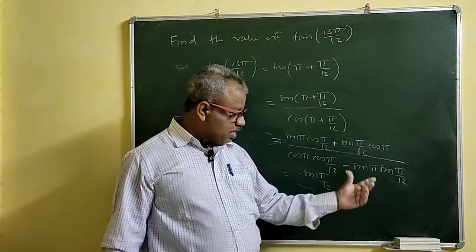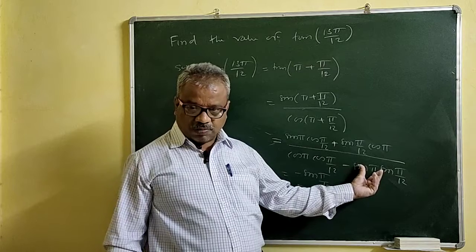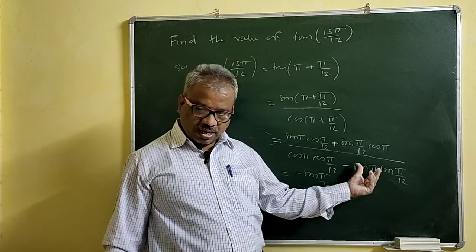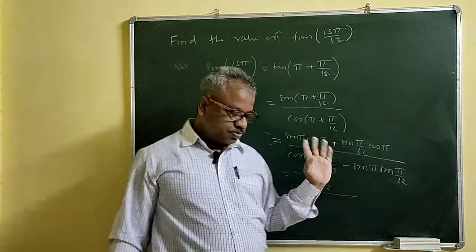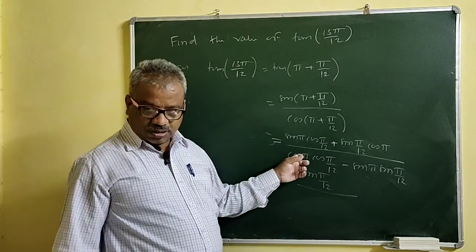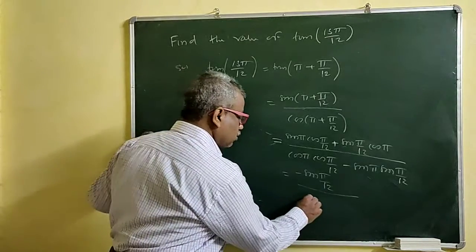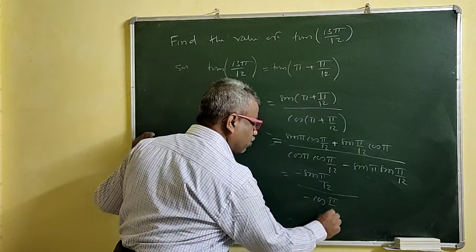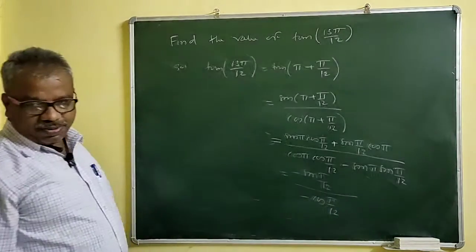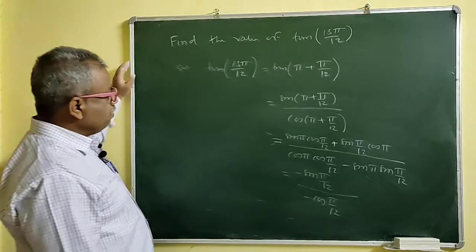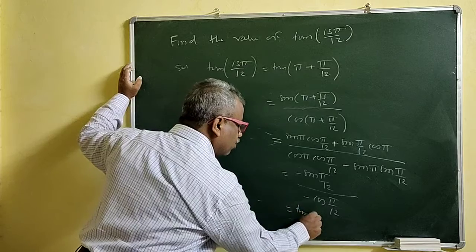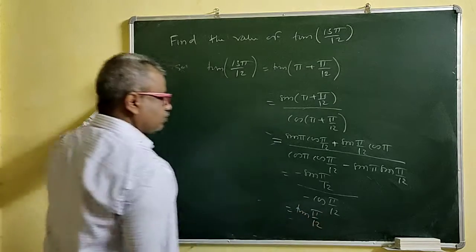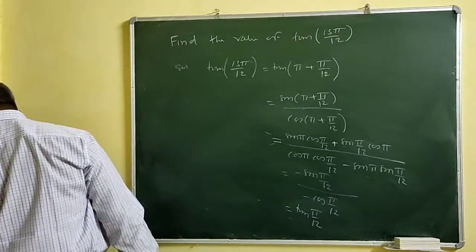Note that sin of any multiple of pi is always 0: sin 1 pi, sin 2 pi, 3 pi, 4 pi, always 0. So that term will be 0. Now this cos pi is minus 1, so the denominator is minus cos of pi by 12. So this will be tan of pi by 12.